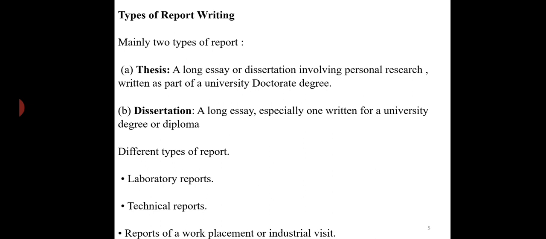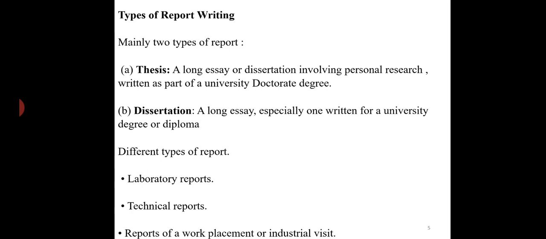So technical report means, this is also a type of report that is related to the scientific research. It is a document that describes the process, progress, or results of technical or scientific research. So it includes the recommendations and conclusions of the research.